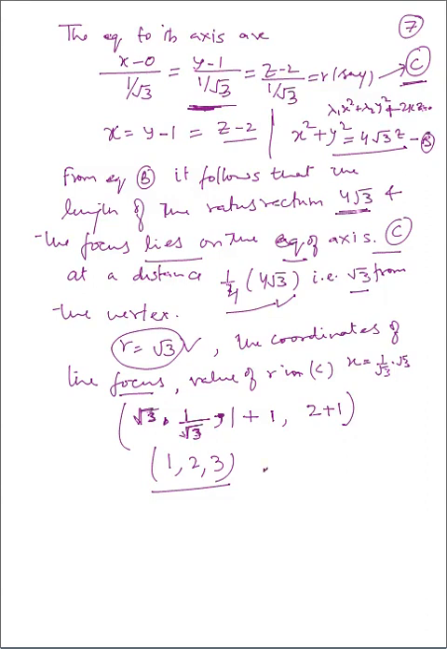In the next lecture we will see the next case, when the value of k is 0. That is the fourth case, and then the equations to the axis.